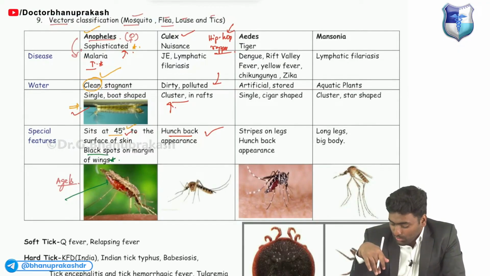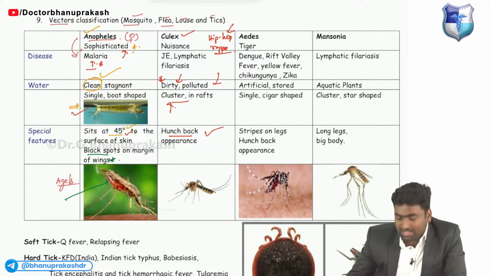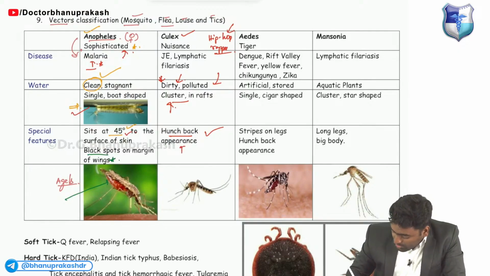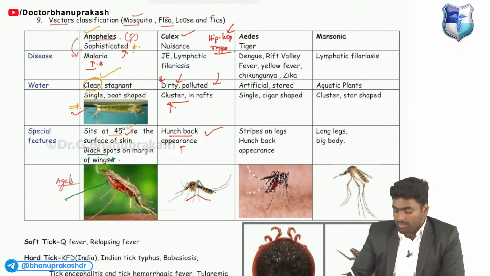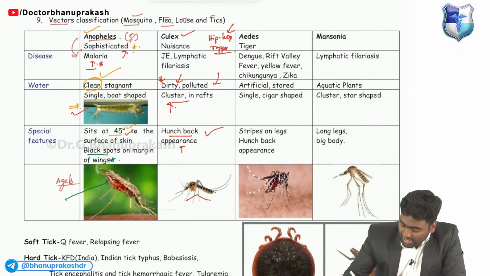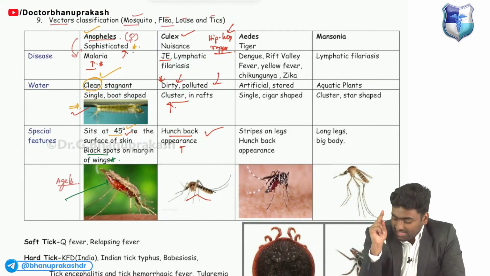That's why they are the Culex, and they will be dirty most of the times. Remember, they will be dirty most of the times, and they will be sitting like this. That's why they will be having this hunchback appearance. The diseases which are spread by the Culex include lymphatic filariasis and Japanese encephalitis.